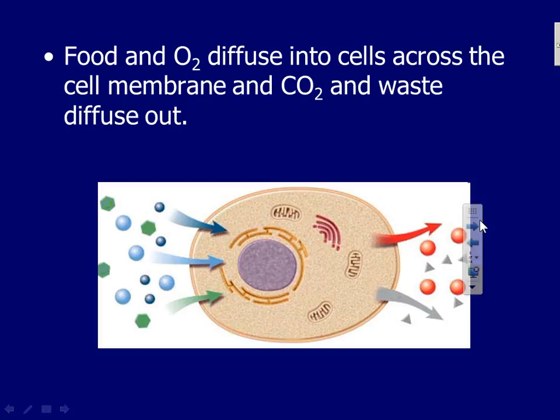Food and O2 will diffuse in, things that the cell needs. Because the cell is using it up, it keeps the concentration low on the inside. The food comes in, it gets used up, the O2 gets used up, so it just keeps diffusing in. There's always going to be a higher concentration on the outside than on the inside.